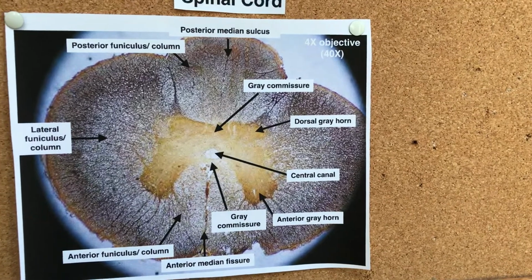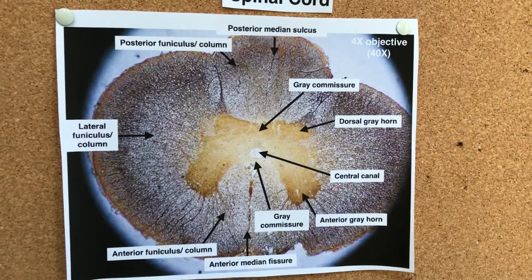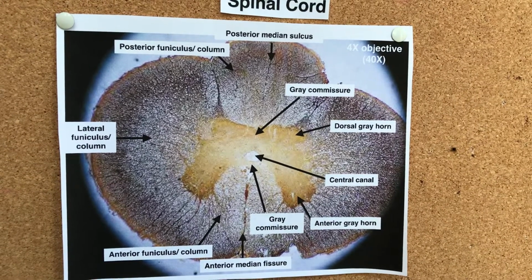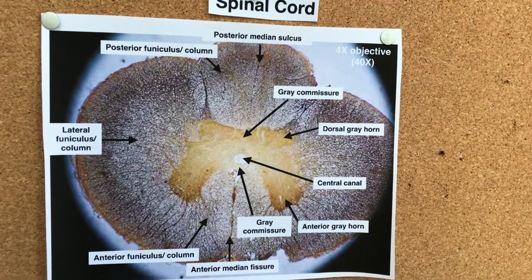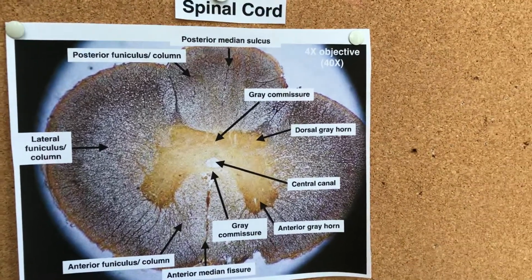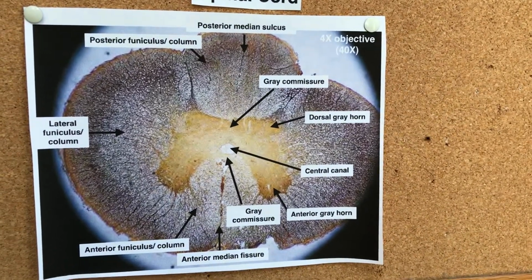The white matter is called columns or funiculi. Again, either word is fine. I think column is a little easier. So we're going to have our posterior columns, we have 2, our lateral columns, 2, and our anterior columns, 2.